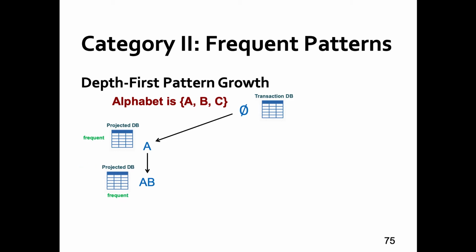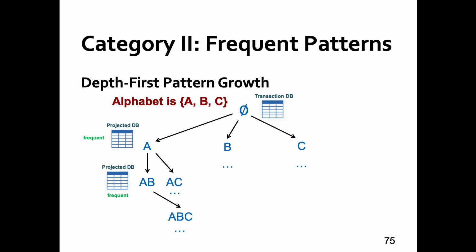After backtracking to pattern A, we will consider the next child pattern AB and assume that it is frequent. Then we will continue to check its child patterns ABA, ABB, and ABC. We will continue to check all the patterns in depth-first order of the pattern growth tree until all frequent patterns are found.